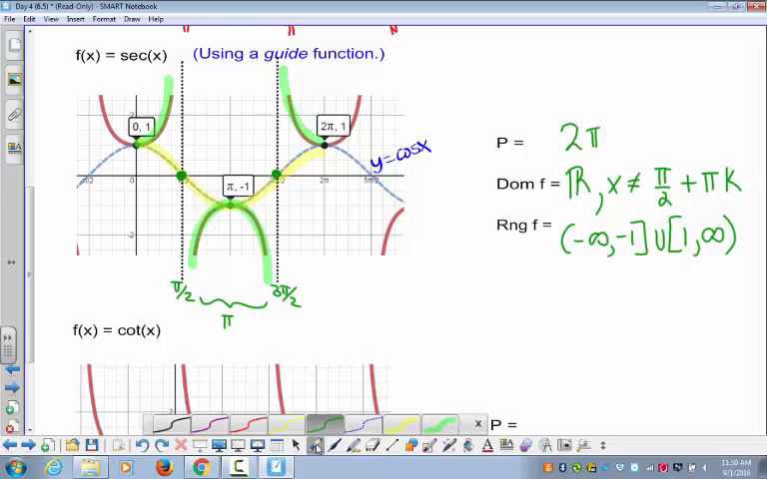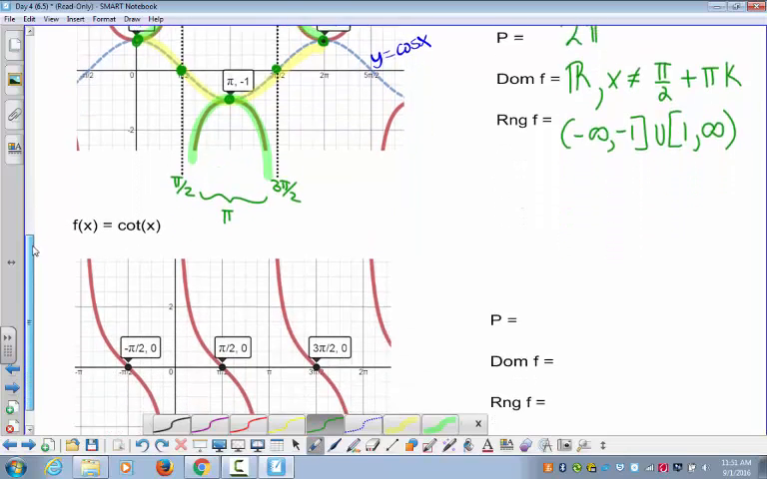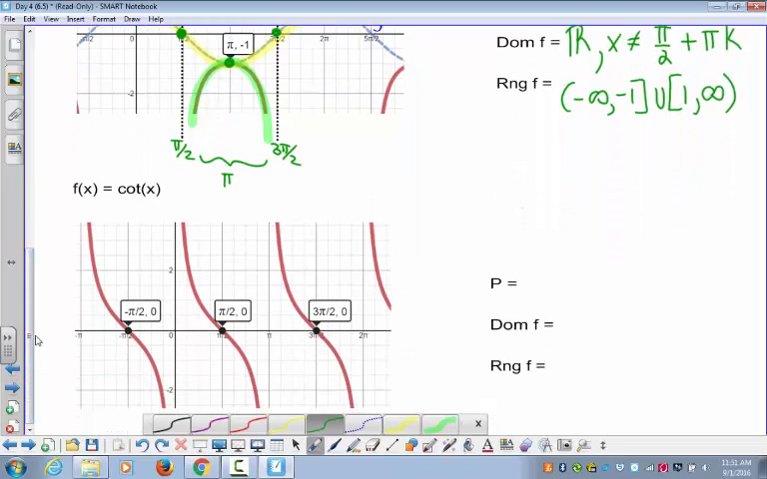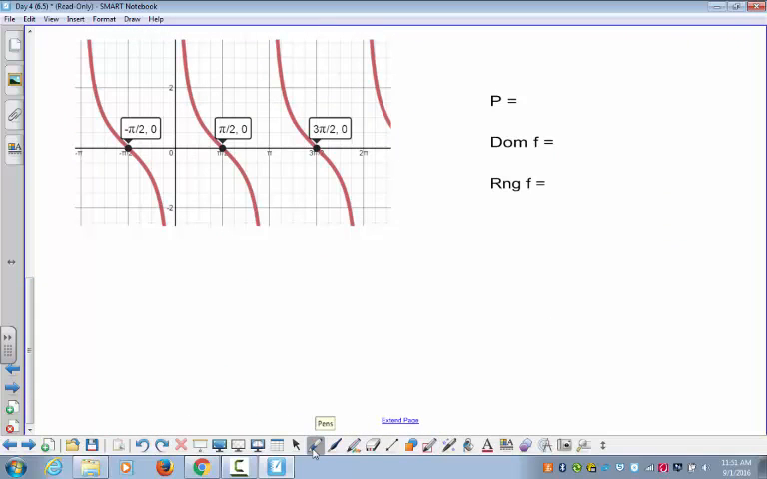When we're graphing our guide function, these 5 points will be key points in helping us graph the reciprocal function. So those 5 points will typically be called the guide. Well, they call them key points. So the 5 key points on the guide are those. They figure out where the asymptotes are. They figure out where the touch points are. And that helps a lot. Last function, cotangent.